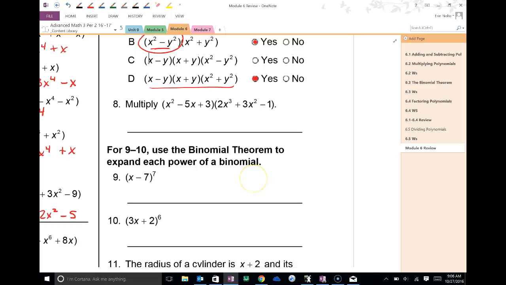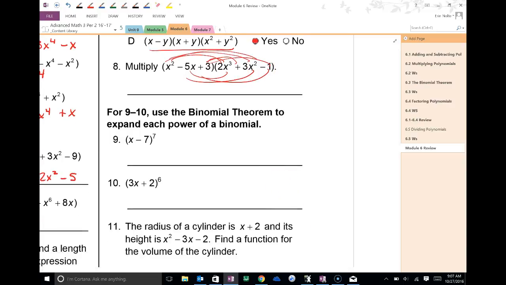Okay, how do you do question number 8? You distribute. Yeah, right? Do I need to go over foiling this? And then you add like terms? You're good there? You guys got that? Yes. Okay, what about 9 or 10?